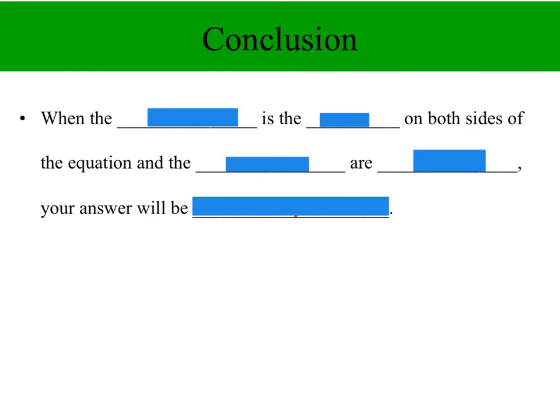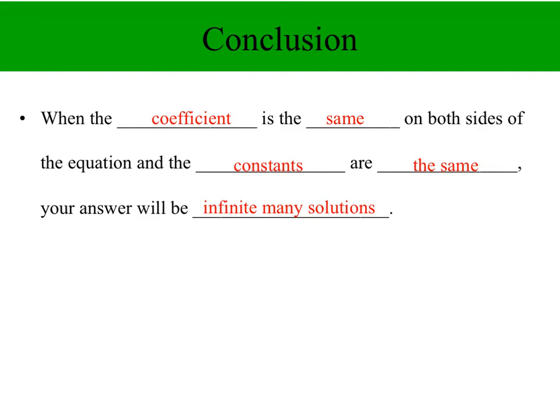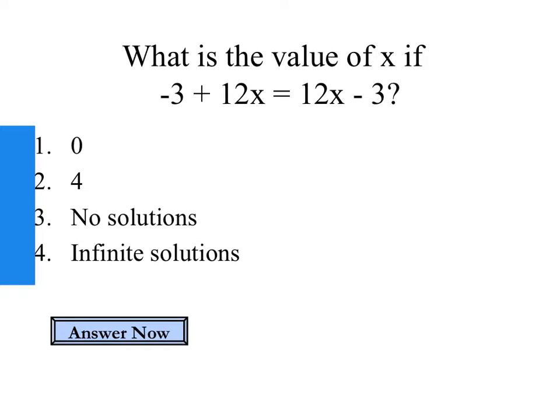So what we can conclude from these is that when the coefficient is the same on both sides of the equation and the constants are also the same, then we're going to always have infinite many solutions. Go ahead and see if you can pick which one this would be from your options for your solution, and press play when you're ready to check.